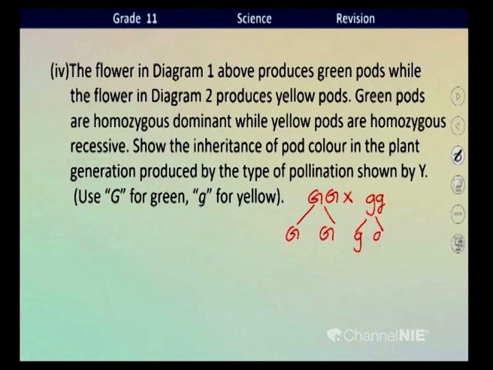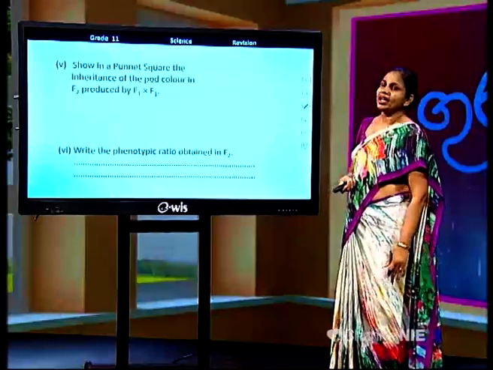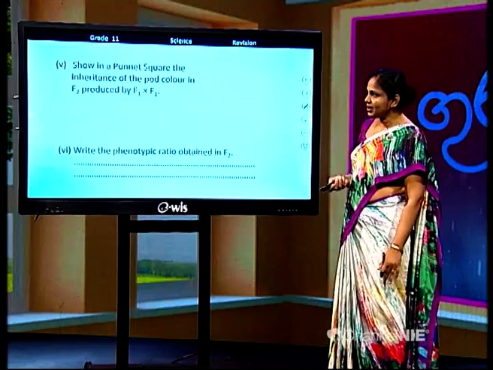Then what should be the F1 generation plants? Capital G small g, capital G small g, capital G small g and capital G small g. This is how F1 generation is produced. All F1 plants produce green pods. Look at the next question, children.